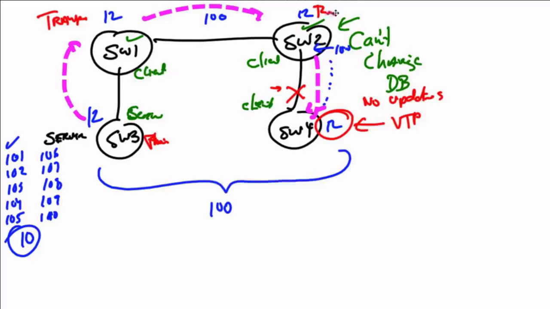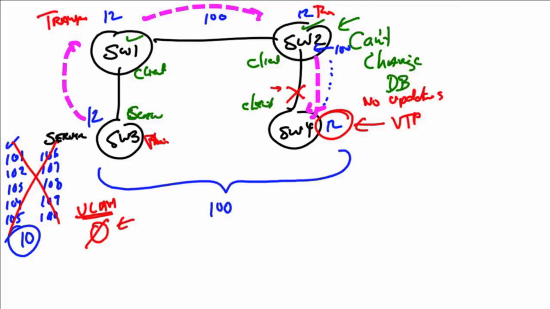So SW1, SW2, and SW3 are now transparent switches. Now that means that the VLAN database is going to be okay, but notice our revision number, like I said, is going to go to 0. Now, what ends up happening is that these databases, or this revision number, is not going to be propagated because, remember, they're all transparent.